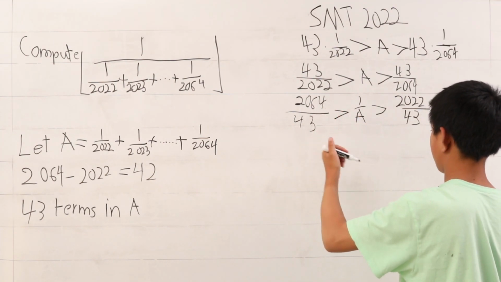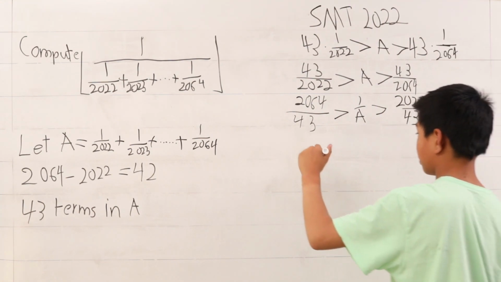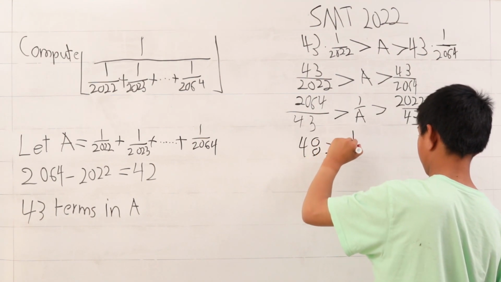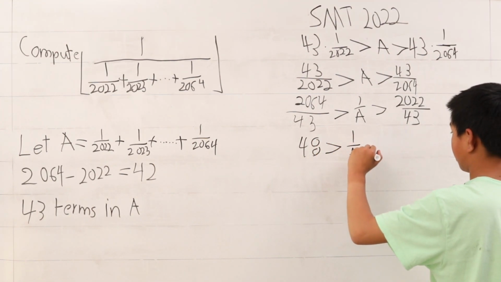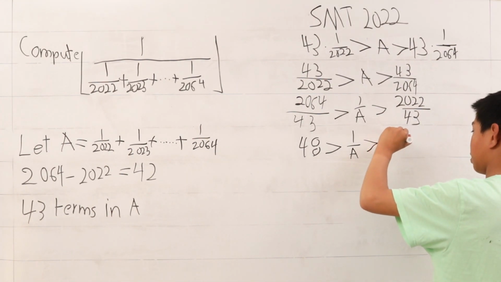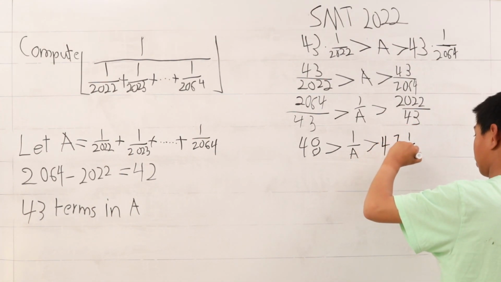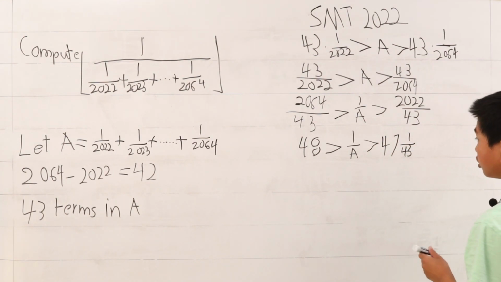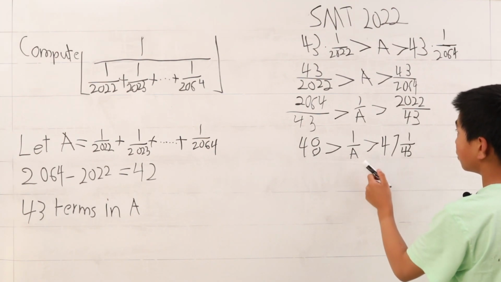2064 divided by 43 is 48. So 48 is greater than 1 over A, which is also greater than, when you divide this, 47 and 1/43. Now, it's important to note here that to get our answer, this is very simple.